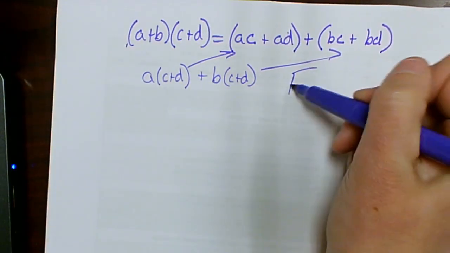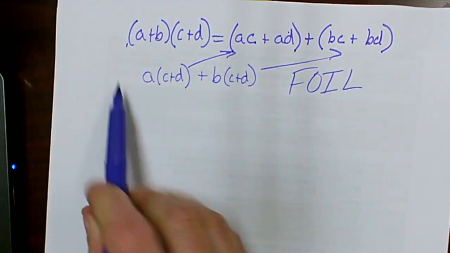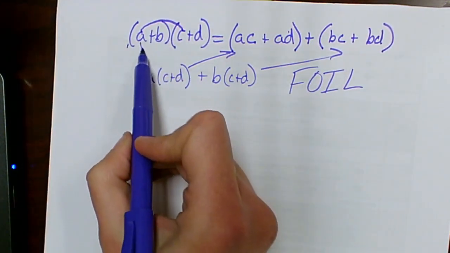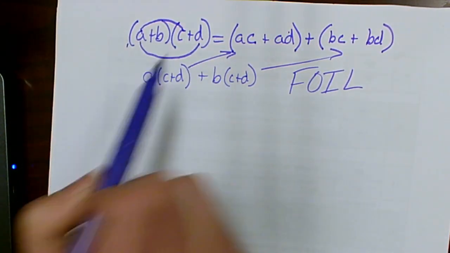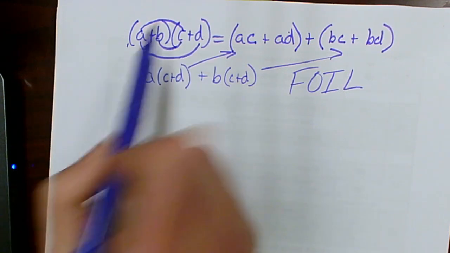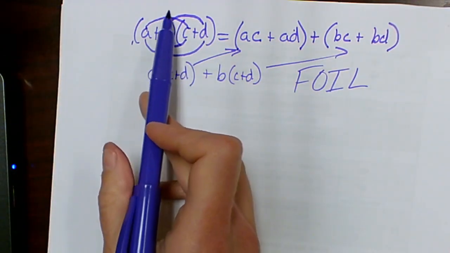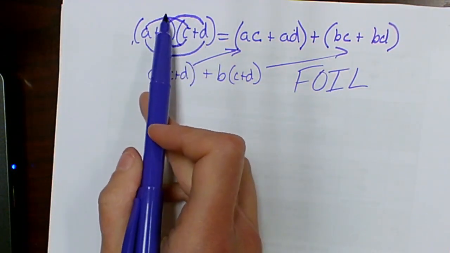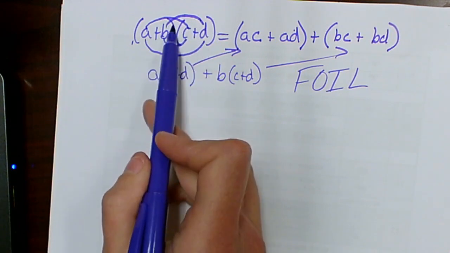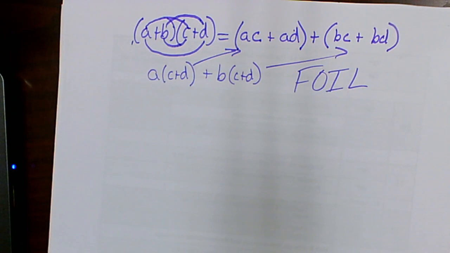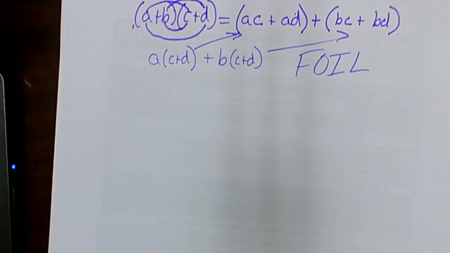Or FOIL, firsts, outers, inners, and lasts. Or sometimes they call it the McDonald's rule, because here's the eyes of the clown, McDonald's, and then here's his goofy smile. So I don't know. Somebody was really creative on that one.